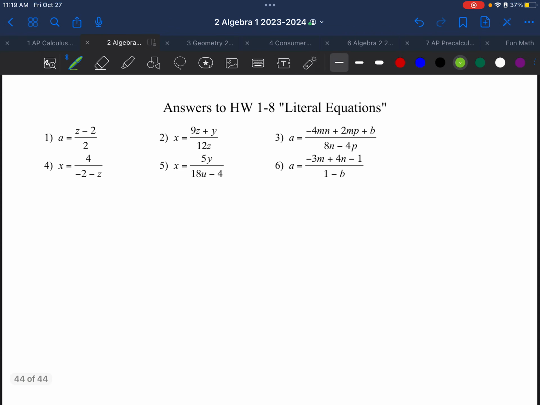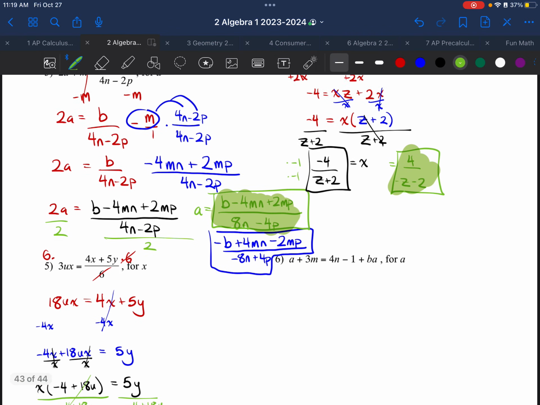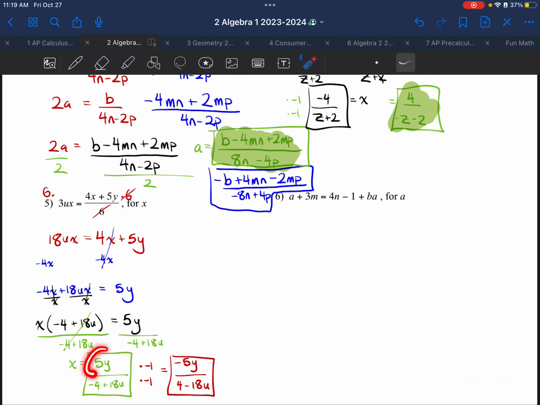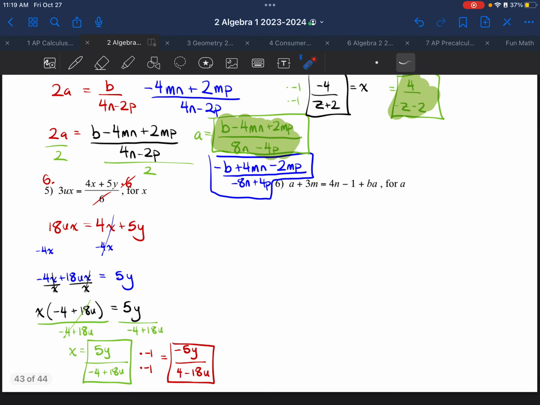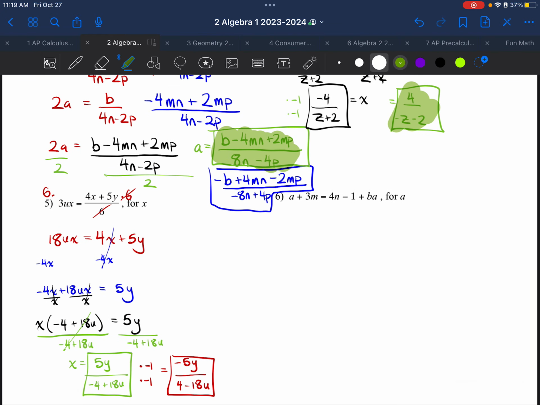In number 5, the answer key chose a positive 5y on the top. So let's check. There was a positive 5y, and I should have a negative 4 and a plus 18u. A negative 4 and a positive 18u. That is indeed correct. So I'm going to go ahead and highlight that answer. So this was the correct answer right here.